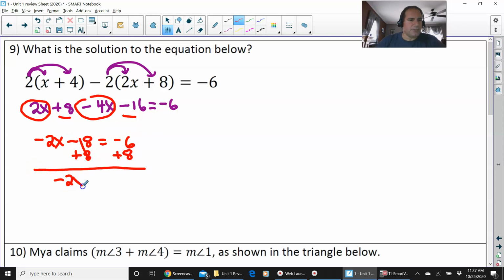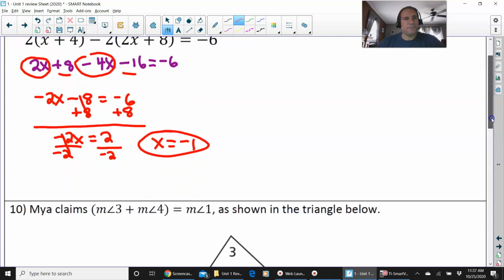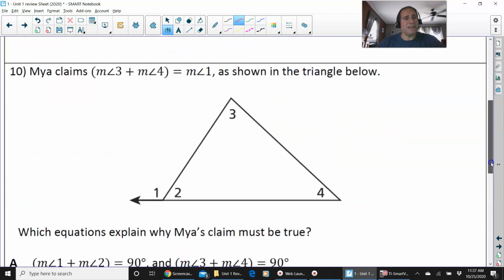This cancels. Negative 2x equals 2. And then you divide by negative 2, negative 2. And hopefully you are able to get that answer. It is negative 1, and you are finished. And that's it. Just be careful with that distributing of a negative.